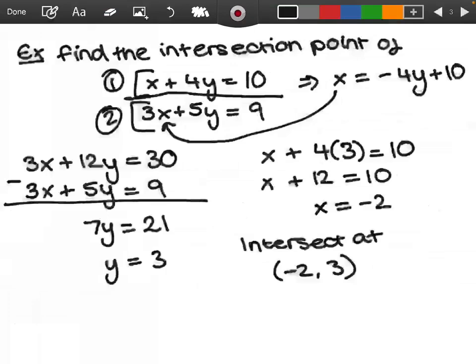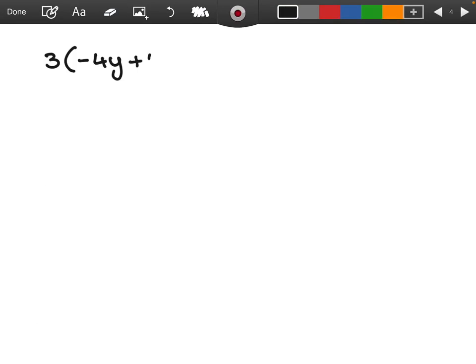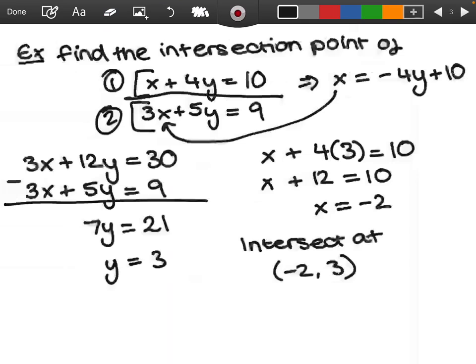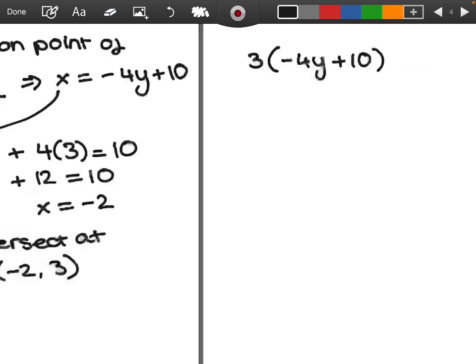So if I did that, I would get 3 multiplied by this value that I had for x. So my value for x was negative 4y plus 10. And then I've got plus 5y is equal to 9.